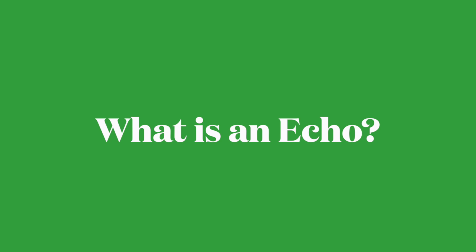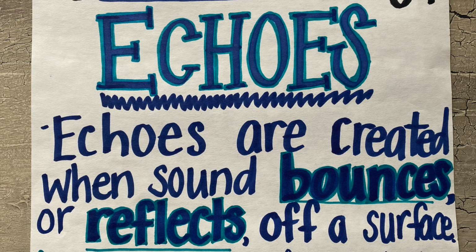So you know what an echo sounds like, but what is an echo? Echoes are created when sound bounces or reflects off of a surface. Just like the ping pong ball bounces back when I drop it on the table, sound can bounce back too. That's why we hear an echo.